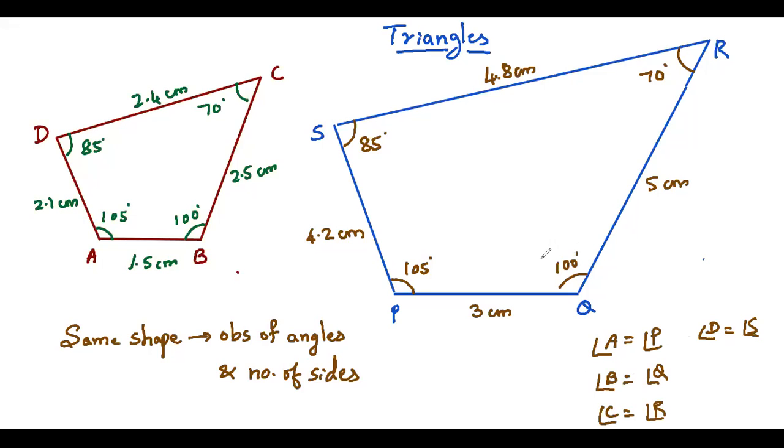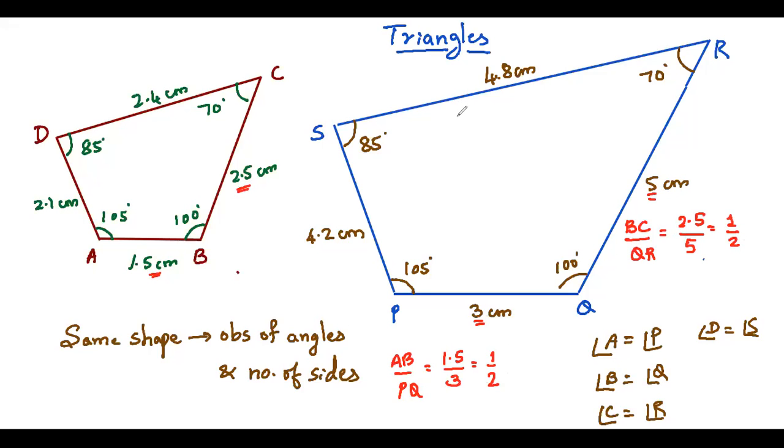Now coming to the ratio of sides, let me write. That means AB divided by PQ. AB is 1.5 centimeter, I'll take it from the figure. And PQ is how much? 3 centimeter. So 1.5 divided by 3 is how much? 1 divided by 2. Similarly, let's go to the next side, BC divided by QR. BC is 2.5 centimeter. QR is 5 centimeter. That's what we observe from the figures that I have drawn. So this also gives me 1 divided by 2.